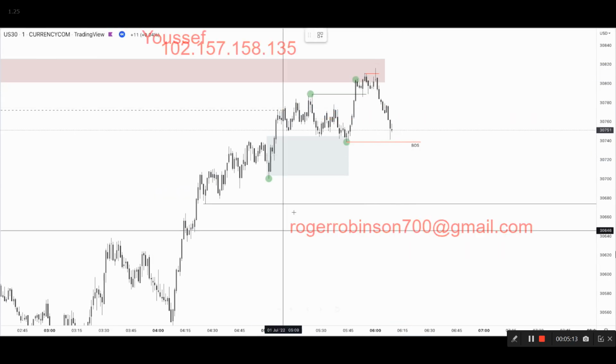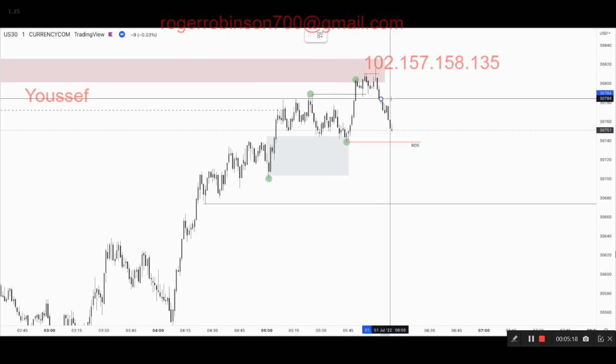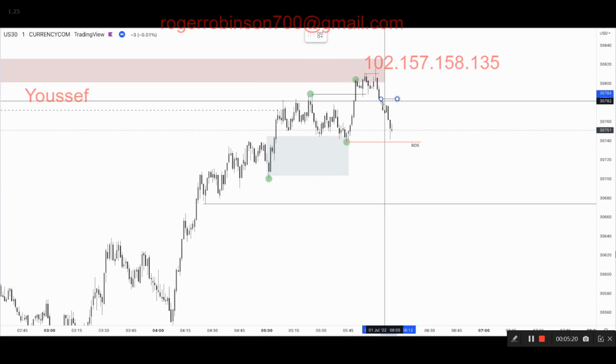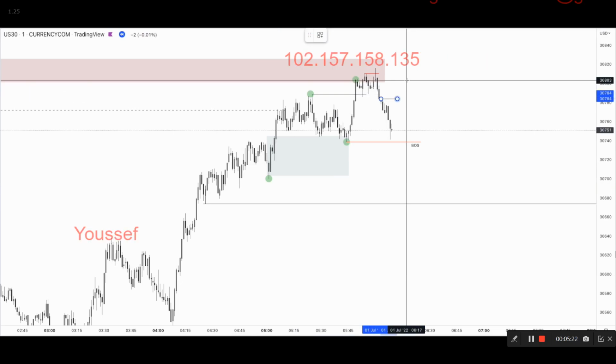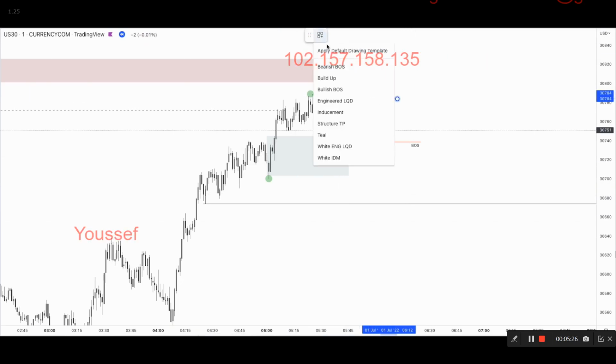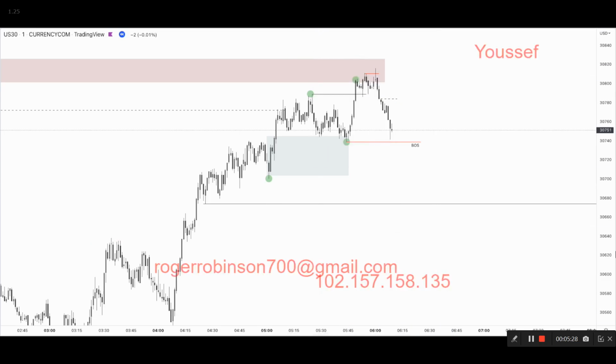Where's the liquidity lying before it? Well, at this moment in time, we don't really have an inducement, but what we do have is some form of engineered liquidity right here. That's acting as liquidity that's going to require to get liquidated into the order block, then to sell all the way lower. So if that's going to be the engineered liquidity point, then we know that this is going to be our entry, right?